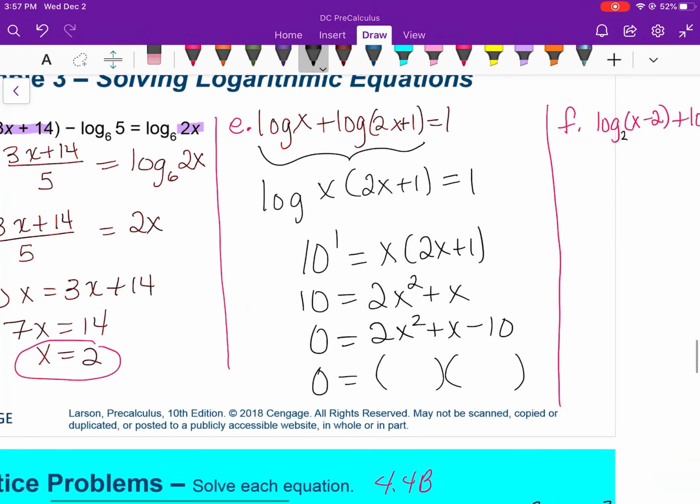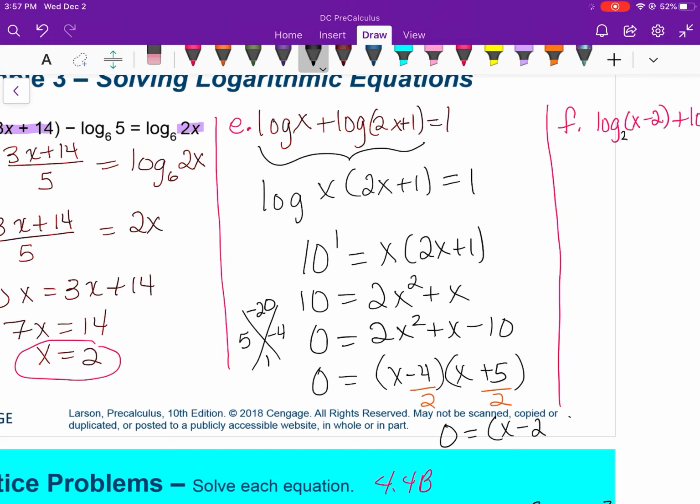And so to factor it, I'm going to do my x, and I'll have a 5 and a negative 4. And if you're doing bottoms up, make sure that you complete the process. So I would have to divide by 2. So my factors are x minus 2 and 2x plus 5. Which gives me answers of 2 and negative 2 over 5. Oh, I have that upside down, guys. Let me fix that. Negative 5 over 2.